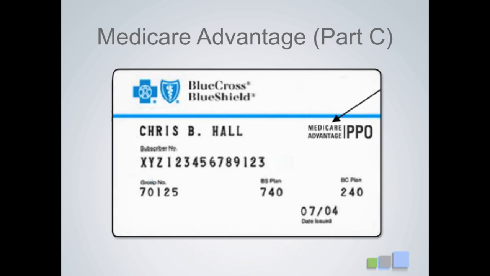The arrow shows that the card says Medicare Advantage PPO. It also shows the subscriber number for Chris Hall and the group number, both pieces of information you may need if you have to check on this patient's coverage or benefits. Contact information for the insurer is usually on the back side of the card.